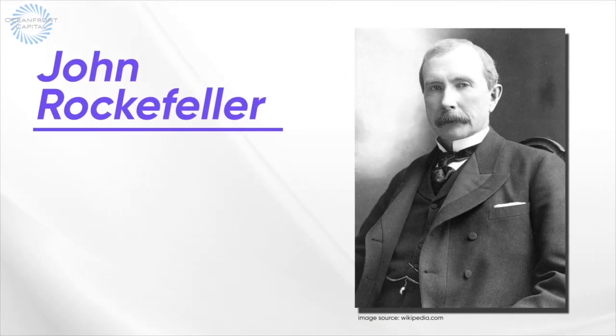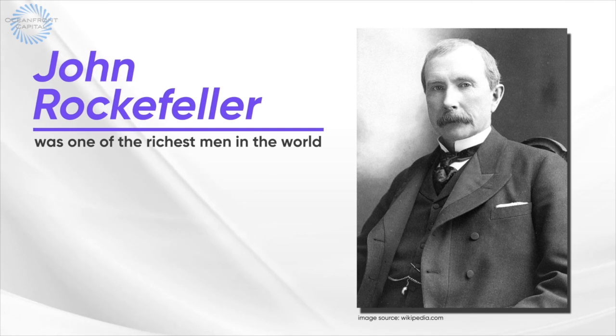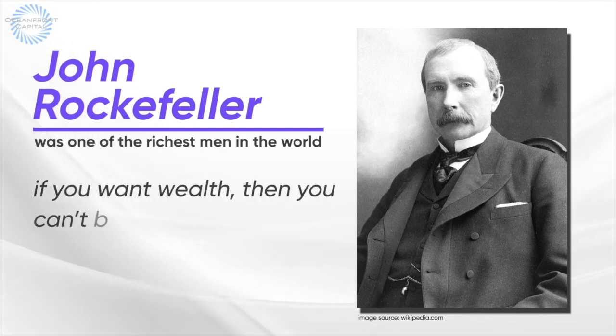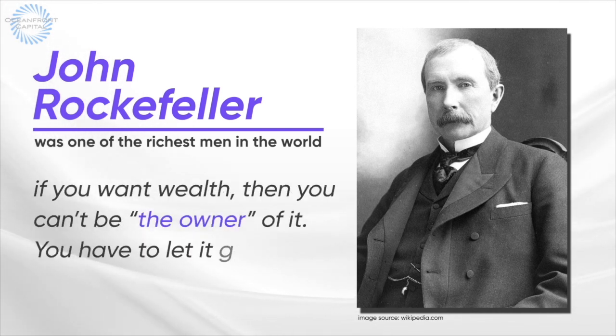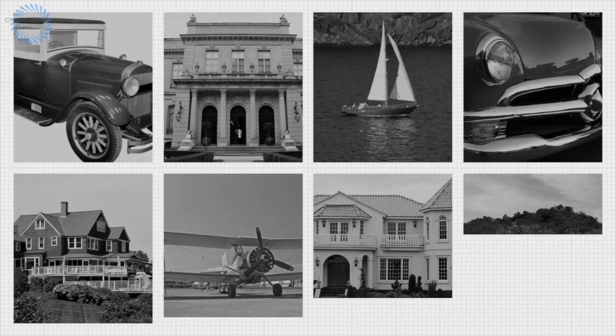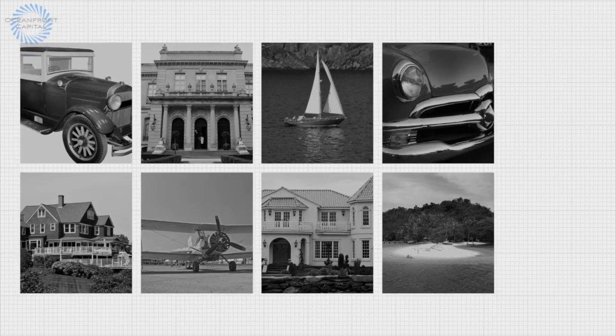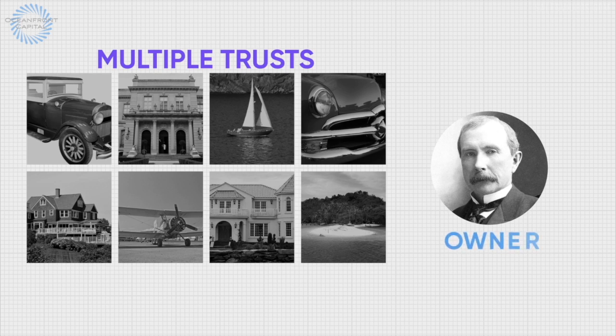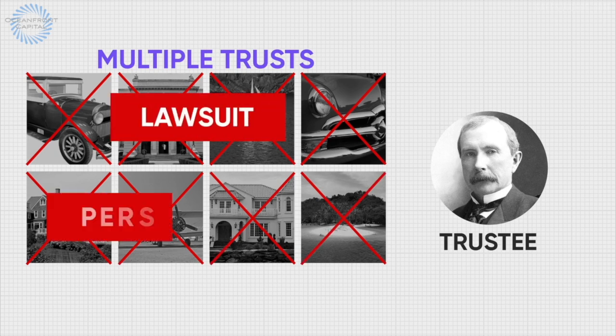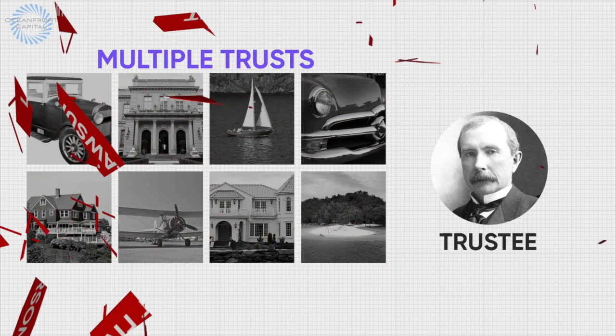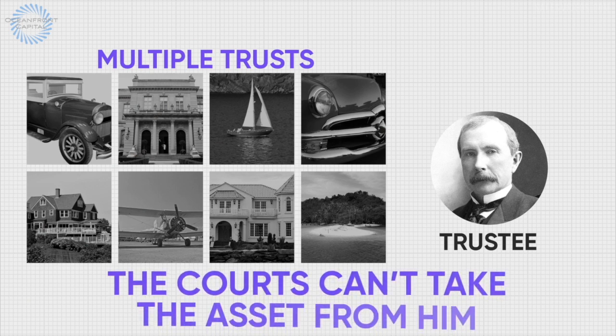You see, John Rockefeller was one of the richest men in the world, and he said if you want wealth, then you can't be the owner of it. You have to let it go. Rockefeller sold everything he had into multiple trusts, just like the one we are talking about. Instead of owning the assets, which only gives you limited control, he controls the assets with ultimate control because he doesn't own it anymore. This means he can never lose the asset in a lawsuit or even have to worry about personal liability anymore. The courts can't take the asset from him. Why? Because he doesn't own it.